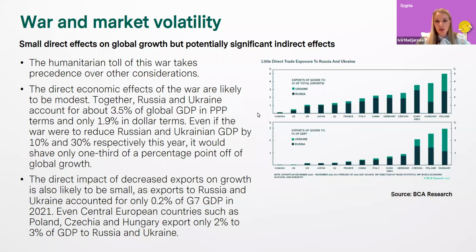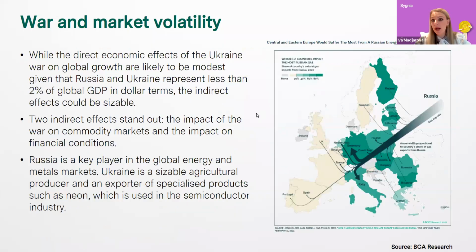So then what are the concerns? Well, like I said, as much as the effect on global growth should not be too large, as these two countries together make up about 2% of global GDP in dollar terms, it's really the indirect effects that could be quite sizable. And two of the big indirect effects that stand out are the impact on commodity prices, as well as financial conditions. And I will chat through both of these issues today.